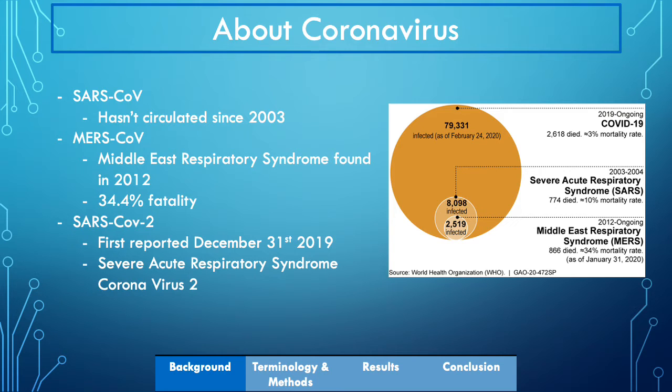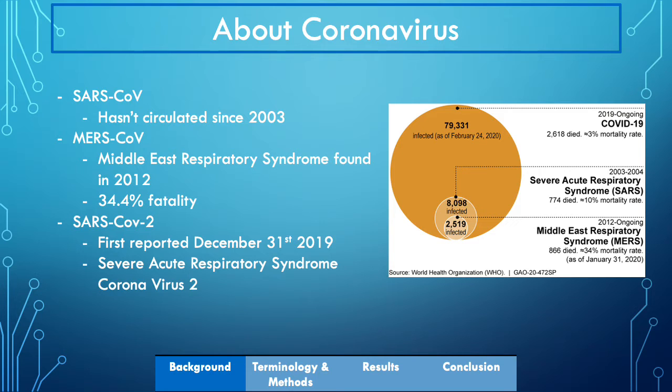You have the SARS-CoV, and this hasn't been around since 2003. You have the MERS-CoV, which is Middle East respiratory syndrome, and it was found in 2012. And that has a 34.4% fatality rate. And then you have SARS-CoV-2, and this was first reported December 31st, 2019. It stands for Severe Acute Respiratory Syndrome Coronavirus 2.